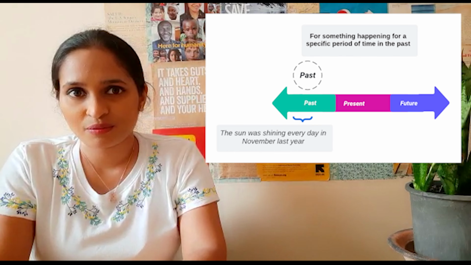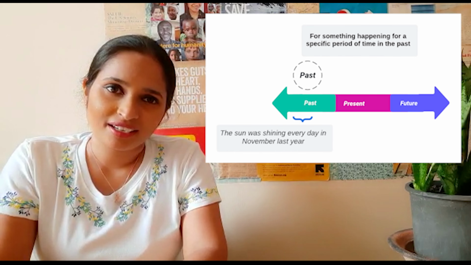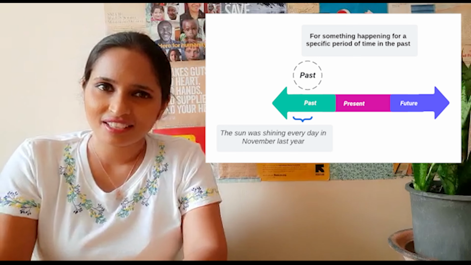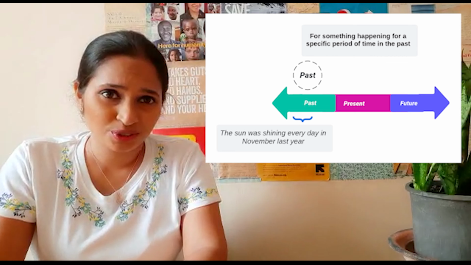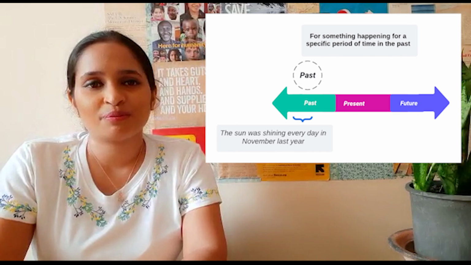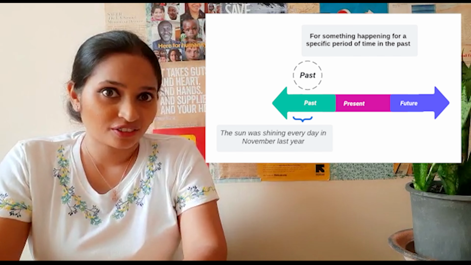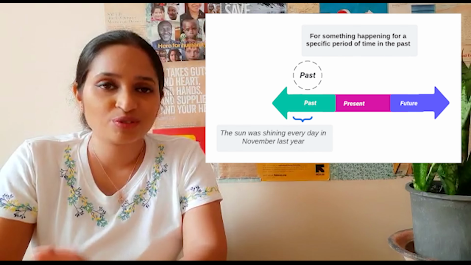Let's take another example. The sun was shining every day in November last year. In this sentence, the sun continued to shine every day in November last year. So the action of the sun shining continued throughout that whole period of time.